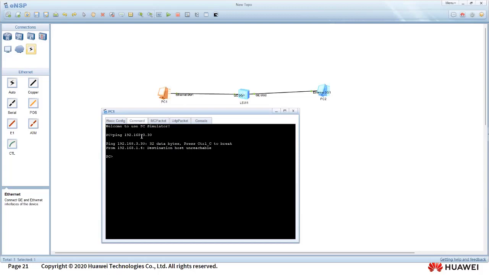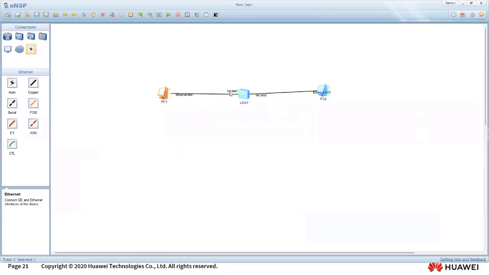Now I have a typo here. Get rid of it and hit enter. Anyone can read this? Destination host unreachable. Unreachable, yes. Why? Because PC1 has done ANDing and seen that this destination is not on its network. It doesn't even waste time sending anything.